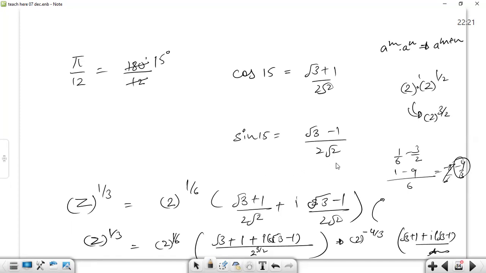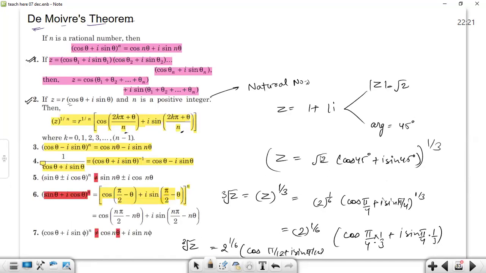So see how easily, using De Moivre's theorem, we are able to find any exponent of any complex number, right? First, we found the magnitude and the amplitude, then we found its polar form, and using De Moivre's theorem, we found Z. Clear? Yes, sir. Yeah. So this point is also clear.